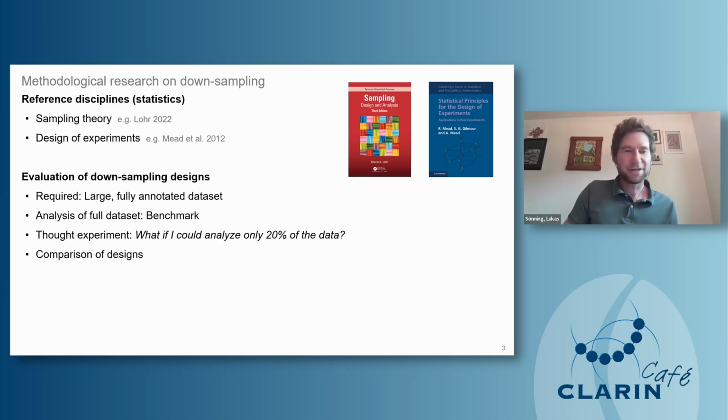So the way this kind of research works is first you need a large and fully annotated data set. And that's where open data come into the picture. And the analysis of this full existing data set provides the benchmark, kind of the target of a study. And then you do a thought experiment and ask, what if I could only analyze, say, 10 or 20% of these data? And then you pit different downsampling designs against one another and see which one gets you closest to the benchmark.